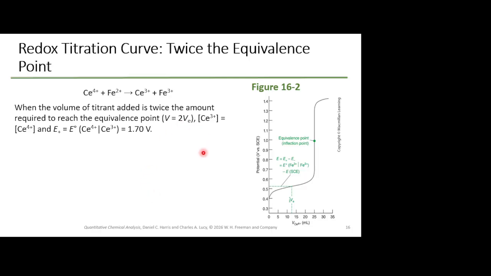Now, let's say we add twice as much, 2 times the VE. What is that going to look like? Well, if we add 2 times the VE, we're going to end up in like another half VE sort of point, but that's the double VE, right? And so we're going to have an equal amount of the CE3+ as the CE4+. And so again, we're going to get that voltage there.